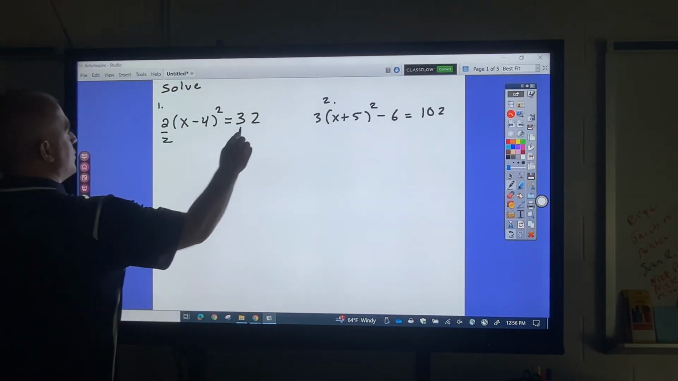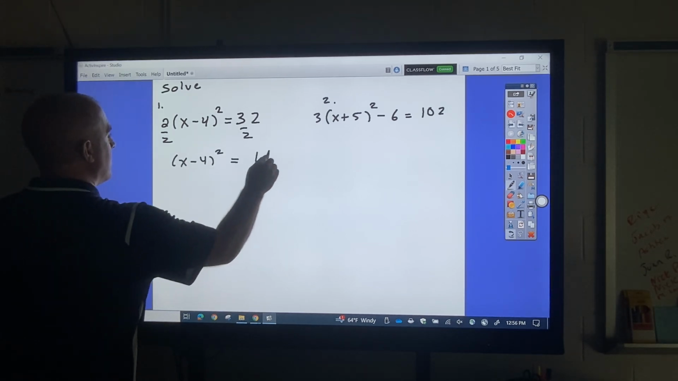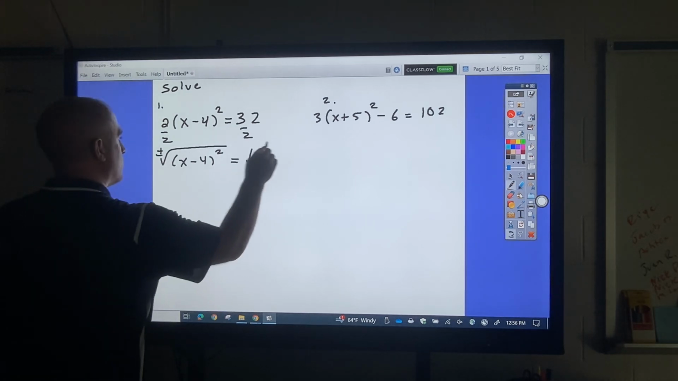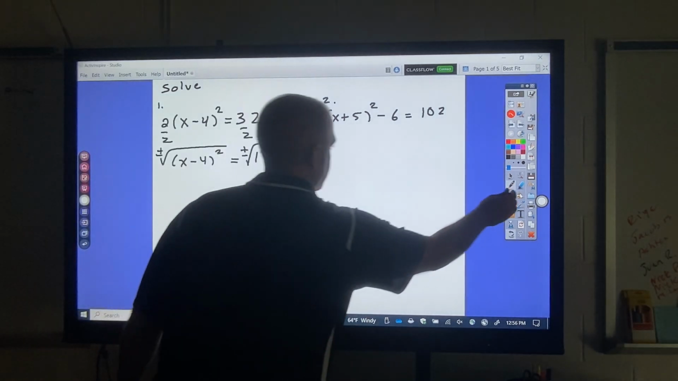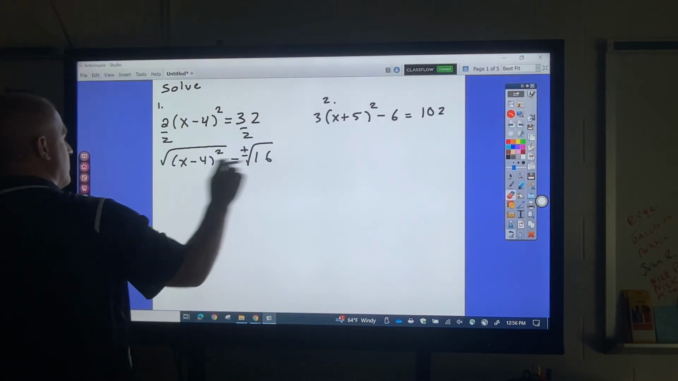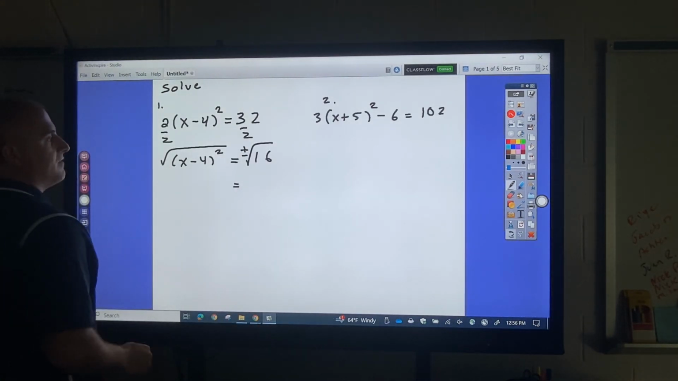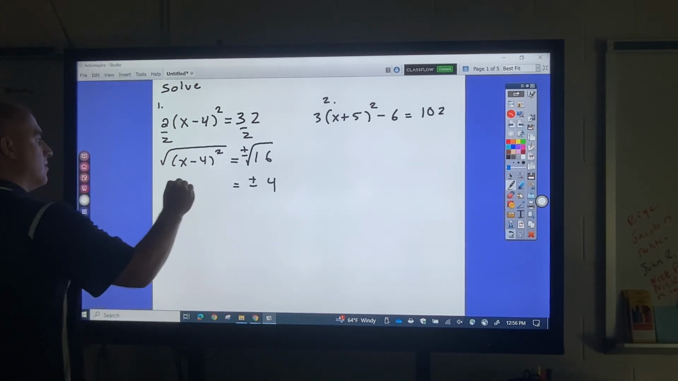So I want to divide by 2. That's x minus 4 squared equals 16. Now to get rid of this, I got to take the square root, plus and minus. I'm sorry, not the plus and minus on this, just the square root on that other one. Okay? All right? So the square root of 16 would be 4. So plus and minus 4 equals x minus 4.